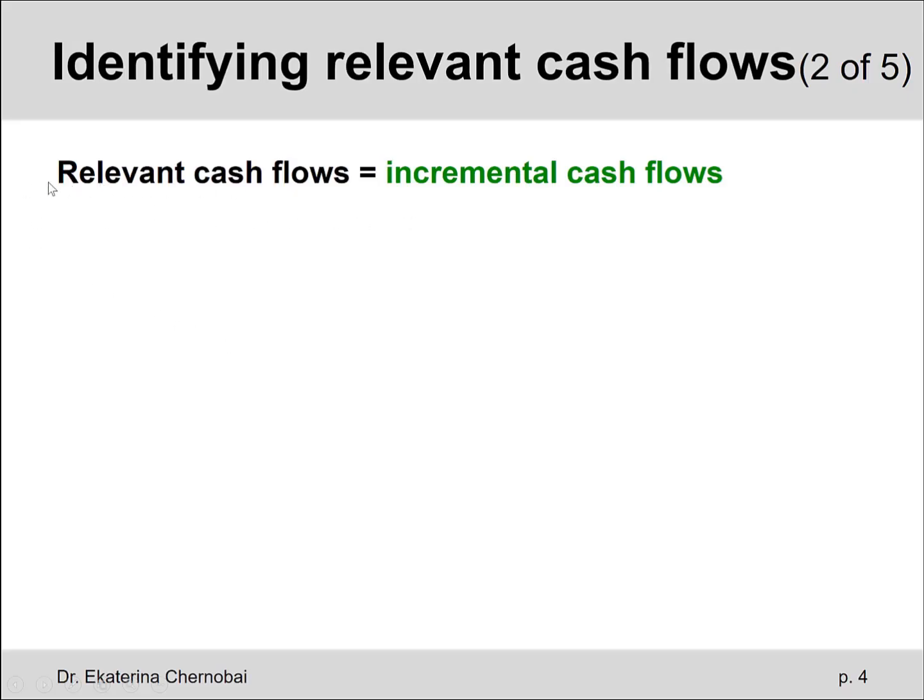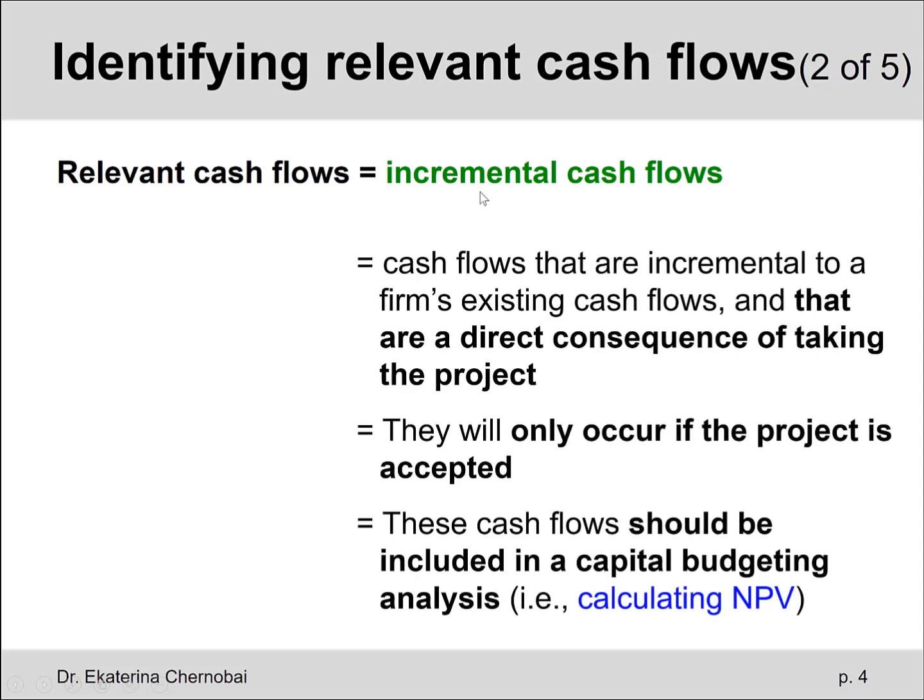Another way you can explain what relevance refers to is you can say that relevant cash flows are incremental cash flows. The word incremental means additional. Additional to what? Additional to a firm's existing cash flows, right? So incremental or relevant cash flows are cash flows that are incremental to a firm's existing cash flows on other projects that it already has running, and that are a direct consequence of taking this project. You can also say that incremental cash flows will only occur if the project is accepted. Incremental cash flows should be included in a capital budgeting analysis, in other words, in calculating the net present value for some investment opportunity.